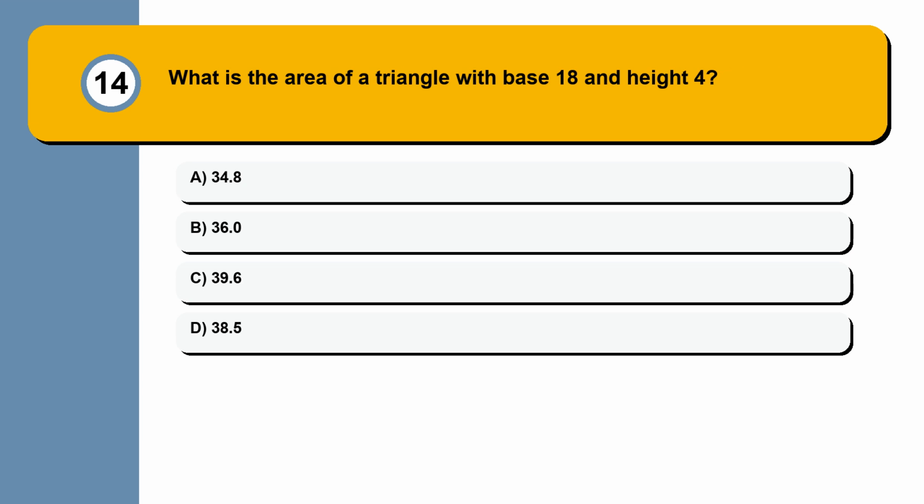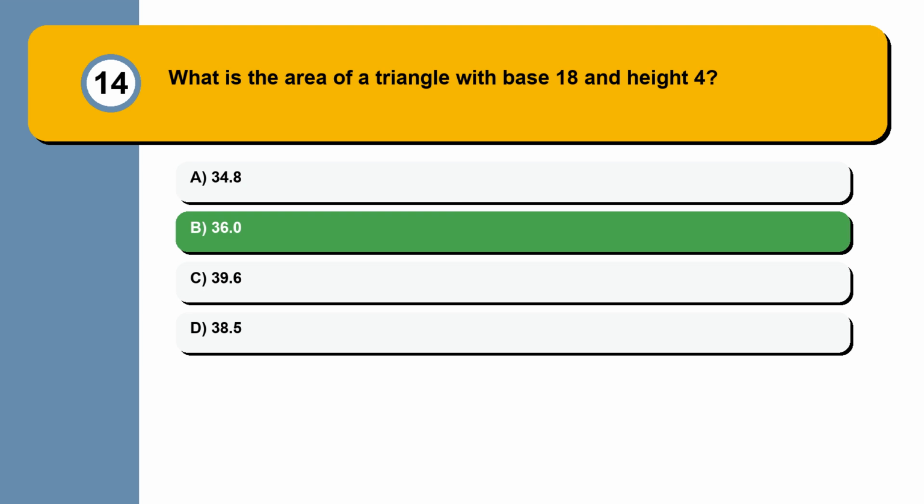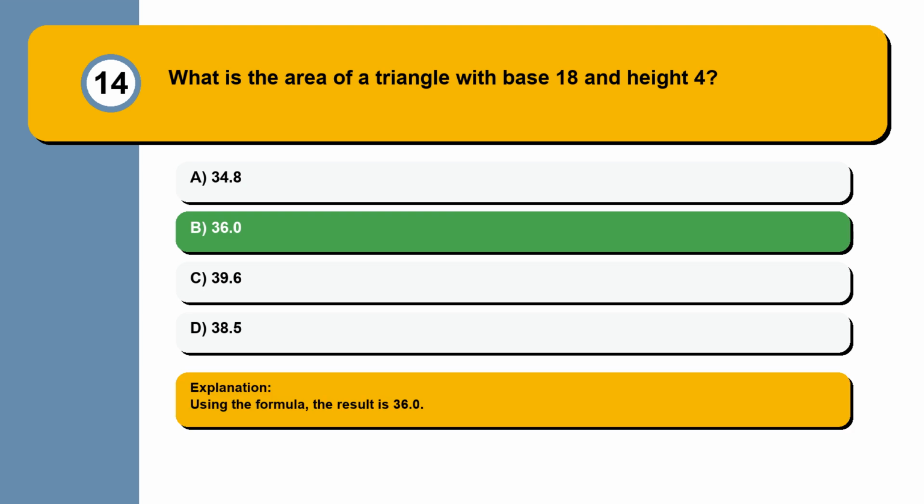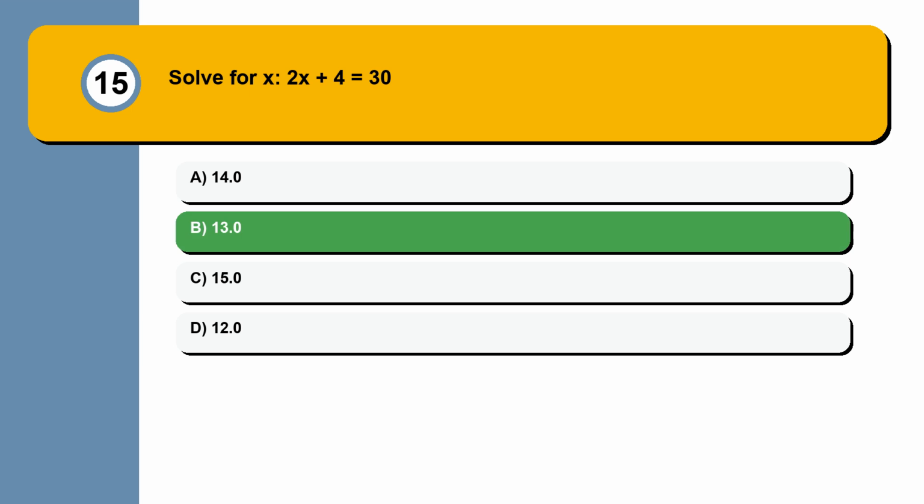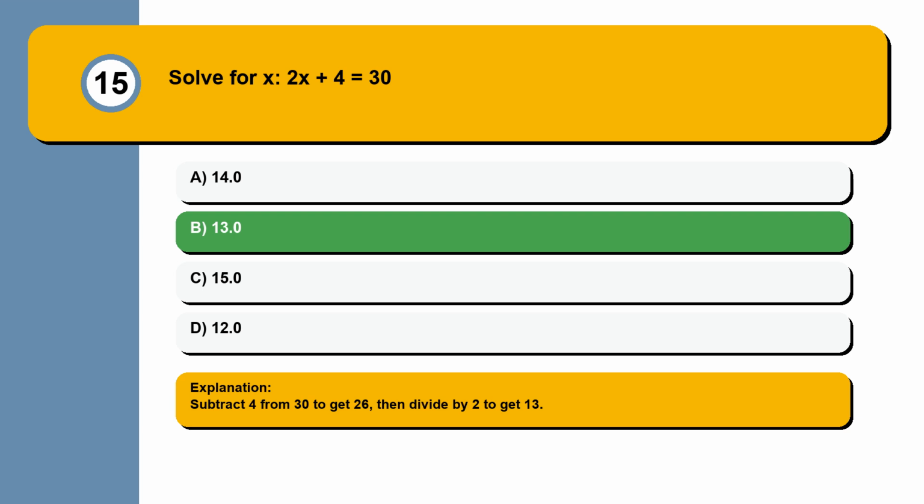Question 14. What is the area of a triangle with base 18 and height 4? 34.8, 36.0, 39.6, 38.5. Using the formula, the result is 36.0. Question 15. Solve for x. 2x plus 4 equals 30. 14.0, 13.0, 15.0, 12.0. Subtract 4 from 30 to get 26, then divide by 2 to get 13.